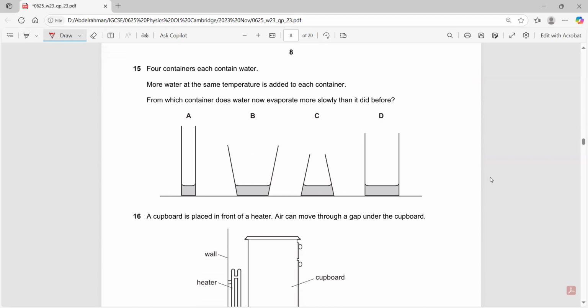From which container does the water now evaporate more slowly than it did before? Again, four containers each contain water. More water at the same temperature is added to each container. From which container does water now evaporate more slowly than it did before?